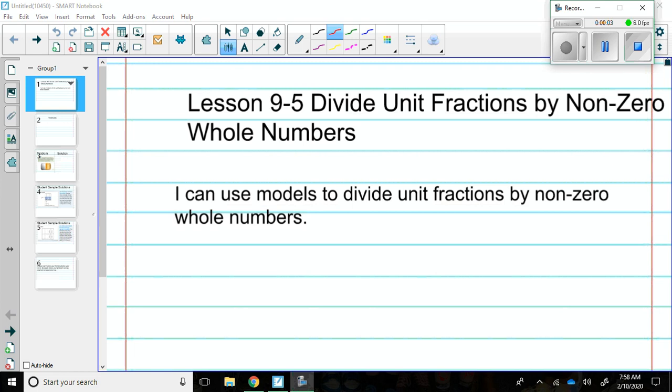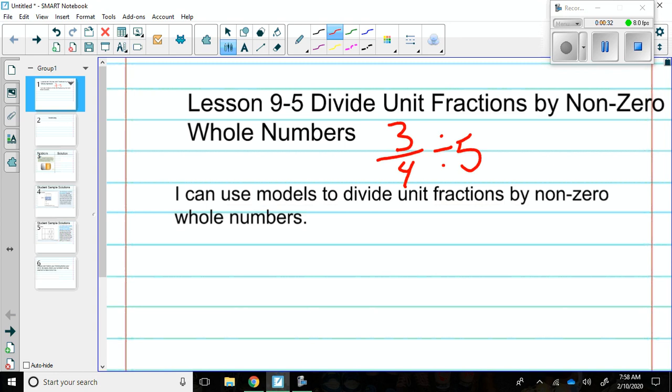Lesson 9-5, divide unit fractions by non-zero whole numbers. So a unit fraction could be anything like 3/4. And then by a non-zero whole number, that just means a whole number that is a number that's not zero. So it could be divided by 1 or divided by 2 or divided by 3 or divided by 4 or divided by 5. Non-zero just means any digit that's not zero.